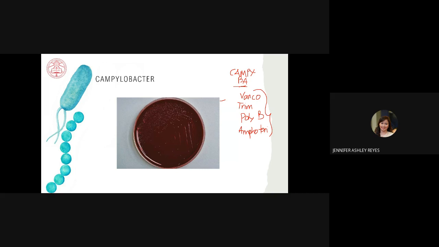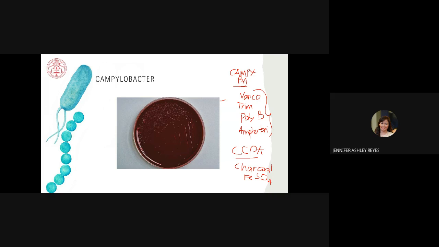So aside from your Campi BA, we can also use CCDA. So this is an agar base na blood-free. It is a modified agar that contains charcoal, sodium pyruvate, and ferrosulfate instead of the blood. So these are your selective culture medium for Campylobacter isolation. So most of the time, ang ginagamit natin na clinical specimen are stool because there are successful isolations in using stool samples as your clinical specimen.